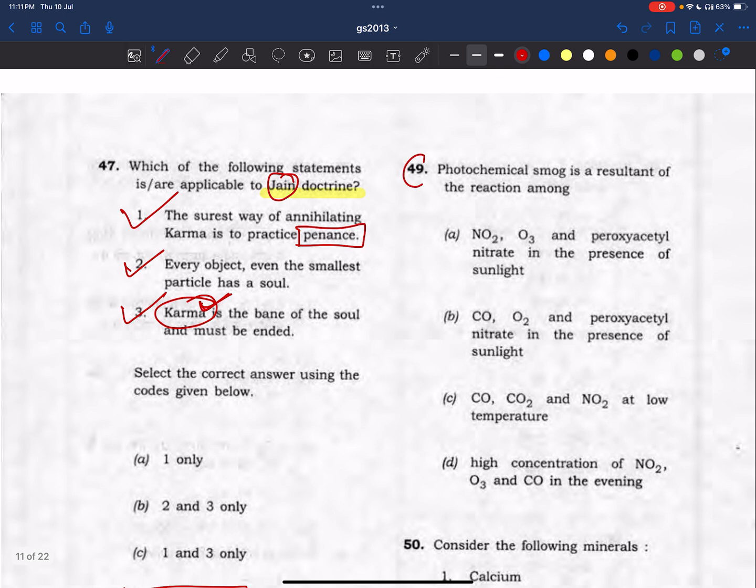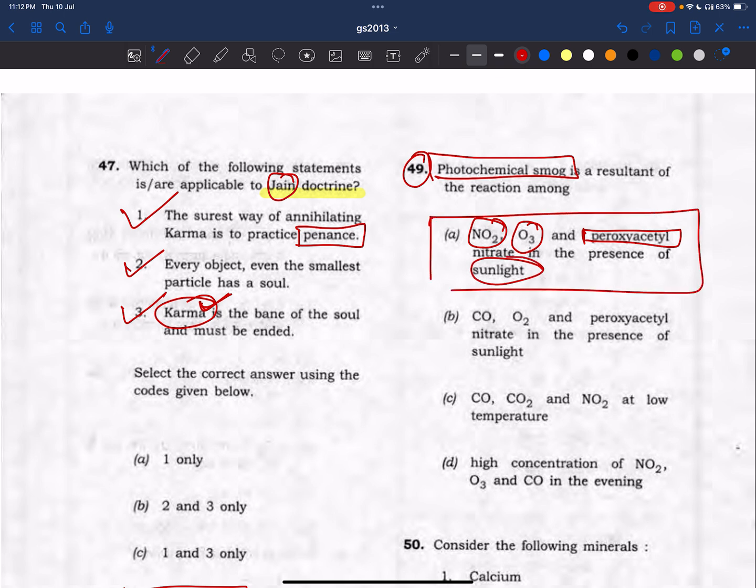Now, coming to 49th question. This also can be answered if you have read NCERTs very carefully, right? Now, photochemical smog is a resultant of reaction among. See, this is a direct question. We know nitrogen oxides, ozone, and peroxyacetyl nitrate in the presence of sunlight. This creates photochemical smog. Answer is A. This is a direct question, friends. There is no need of any explanation. The same thing, we need to revise basics of environment.